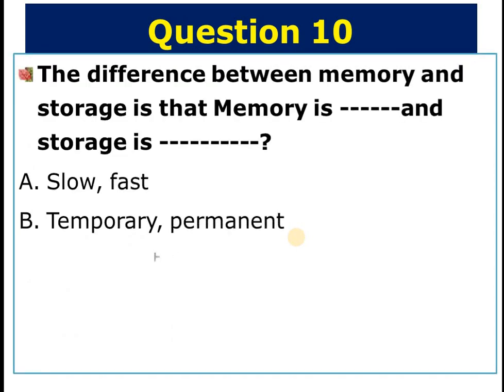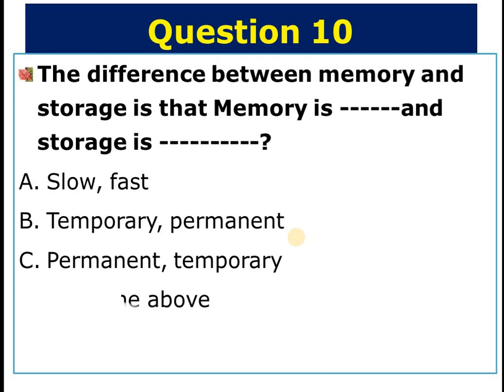Question number 10. The difference between memory and storage is that memory is blank and storage is blank. A. Slow, fast, B. Temporary, permanent, C. Permanent, temporary, D. All of the above. Choice B is the answer. Memory is temporary and storage is permanent.